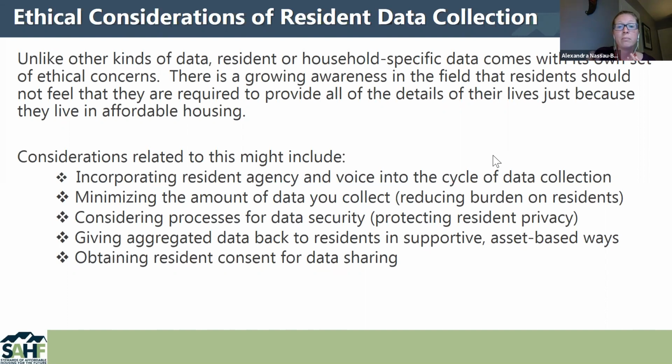It's important to note that there are a number of very specific trainings out there across the affordable housing and service fields that explore some of these ethical considerations around data collection. There are a number that the American Association of Service Coordinators, AASC, offers that are specifically geared towards frontline staff. So if you haven't checked those out, I encourage you to do so.